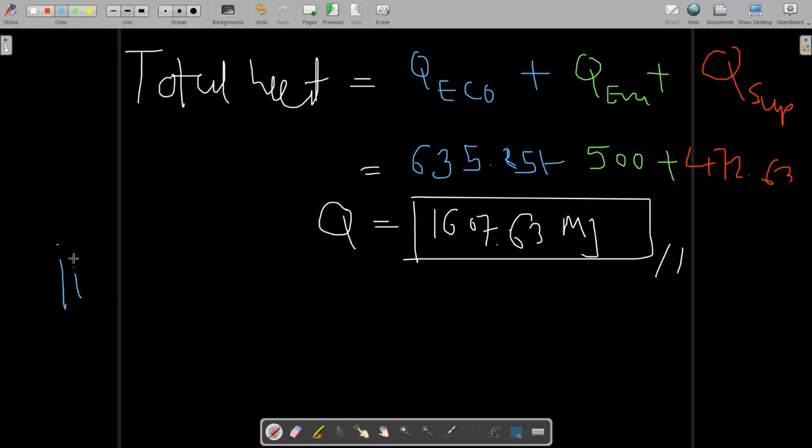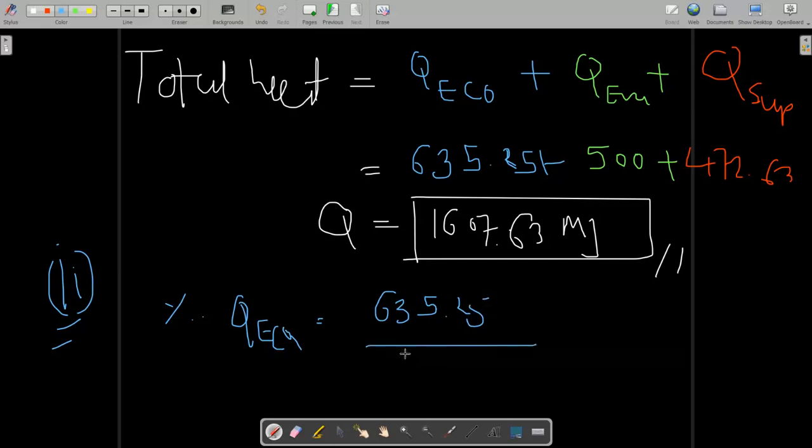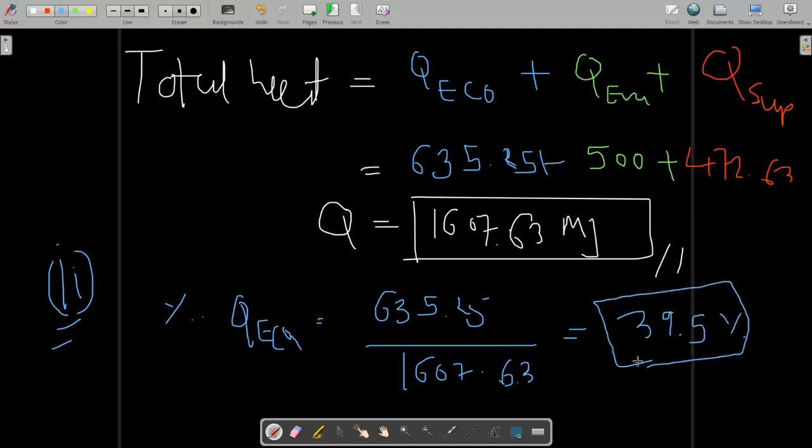So this is the answer of the second question, that is, the percentage heat added in the economizer. That is 635.25 divided by 1607.63. When you solve this in percentage, you will find 39.5% of the total heat is added in the economizer.